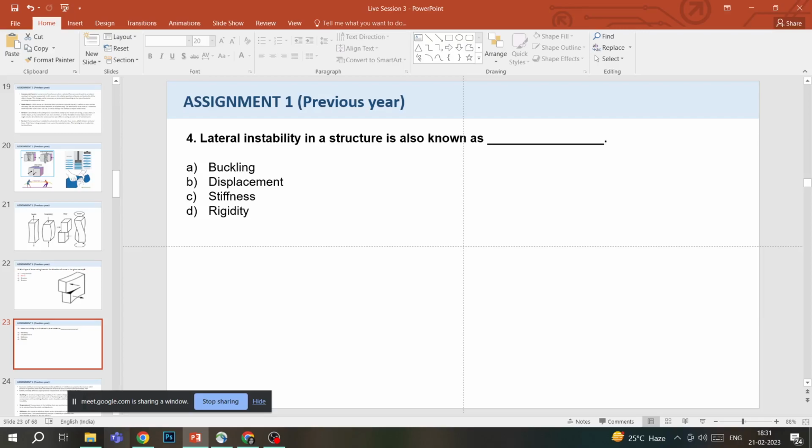Coming back to question 4, lateral instability in a structure is also known as buckling, displacement, stiffness, and rigidity. To be able to answer this question, we should understand what all these four terms mean.